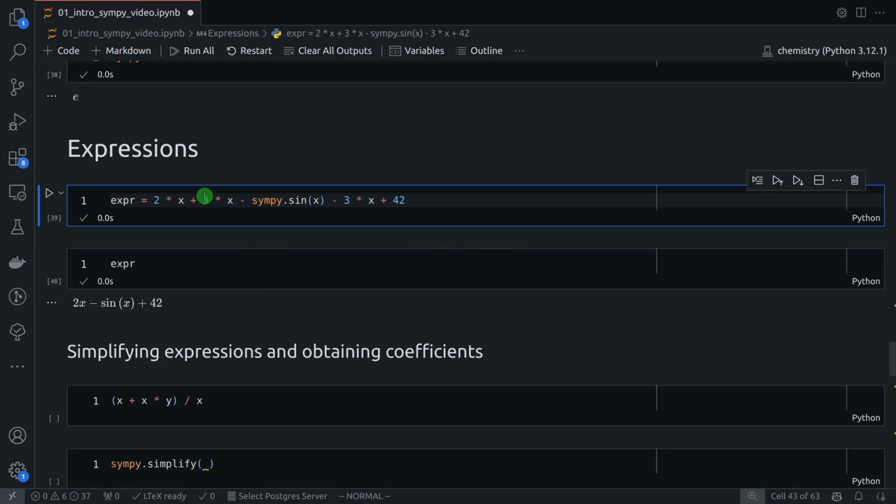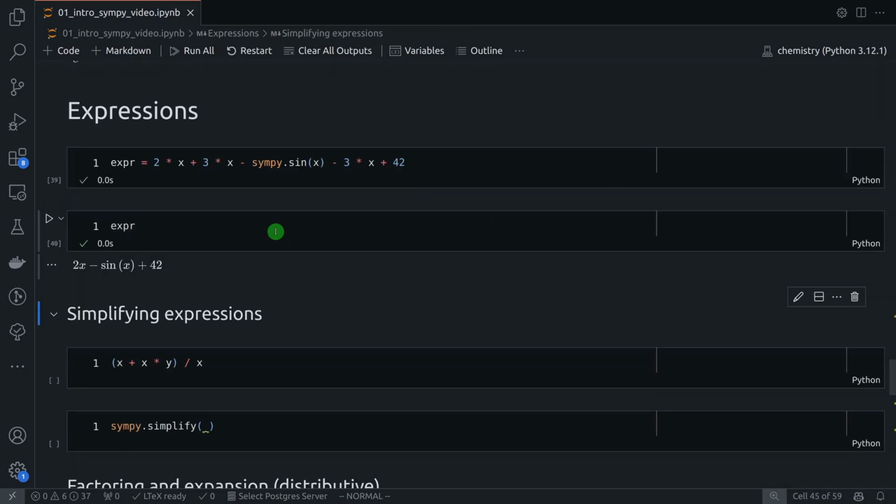See that we have 2 times x minus the sine of x plus 42. Please note that SymPy did some math under the hood, because we have 3 times x and minus 3 times x. The result of these two is 0, and we only have 2 times x minus sine of x plus 42. That's why we have this result. So SymPy will do some math before showing you the result of an expression.